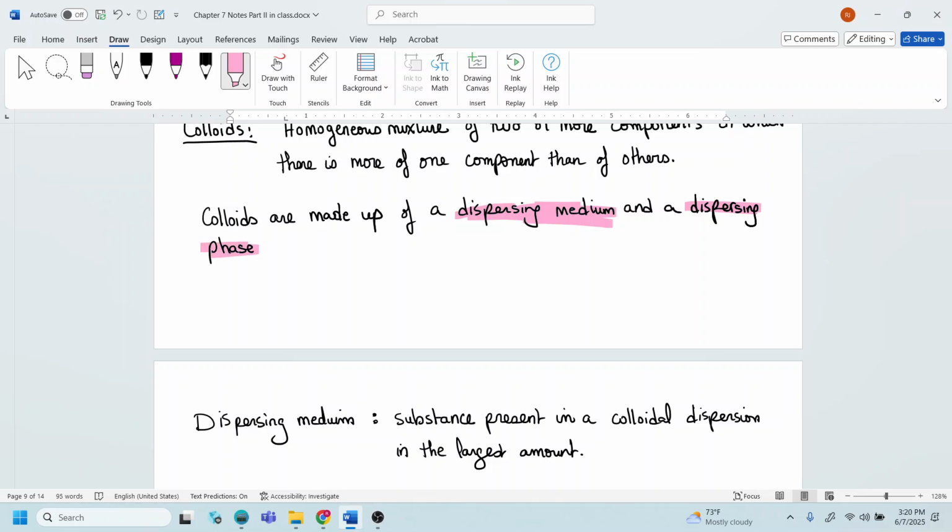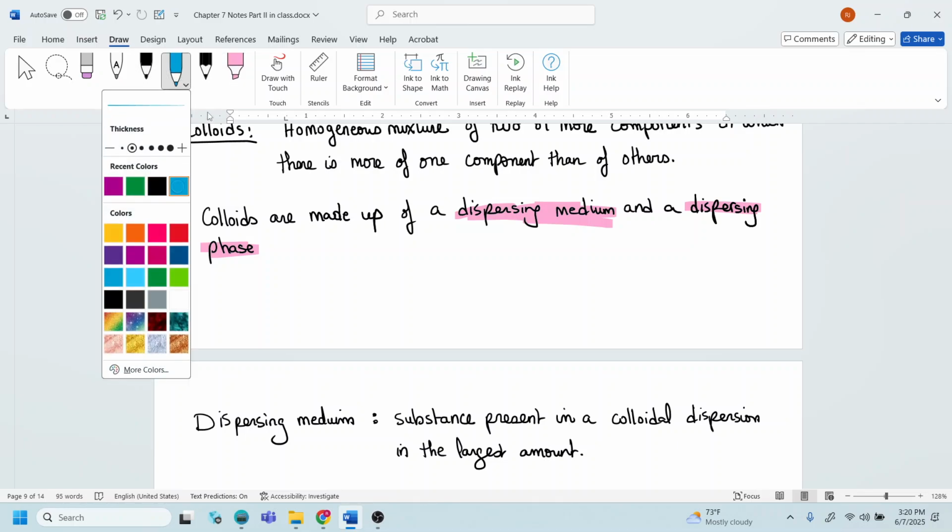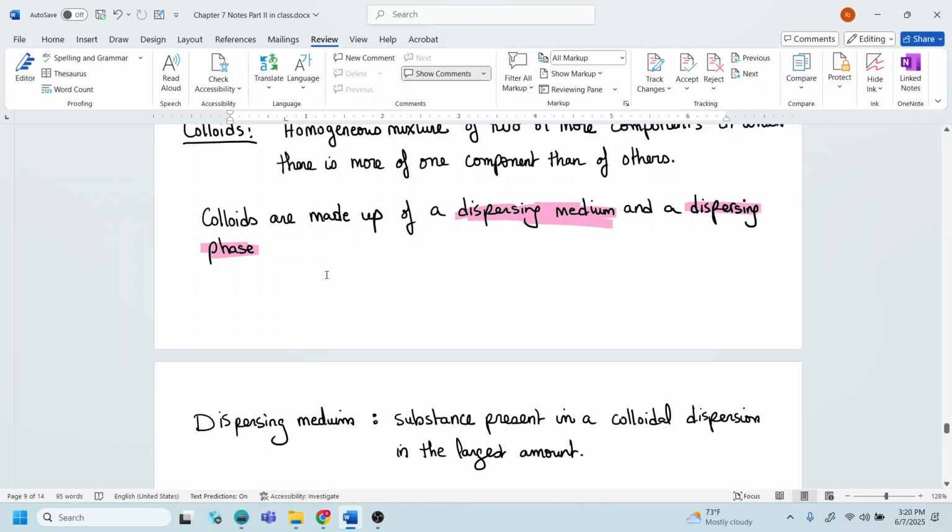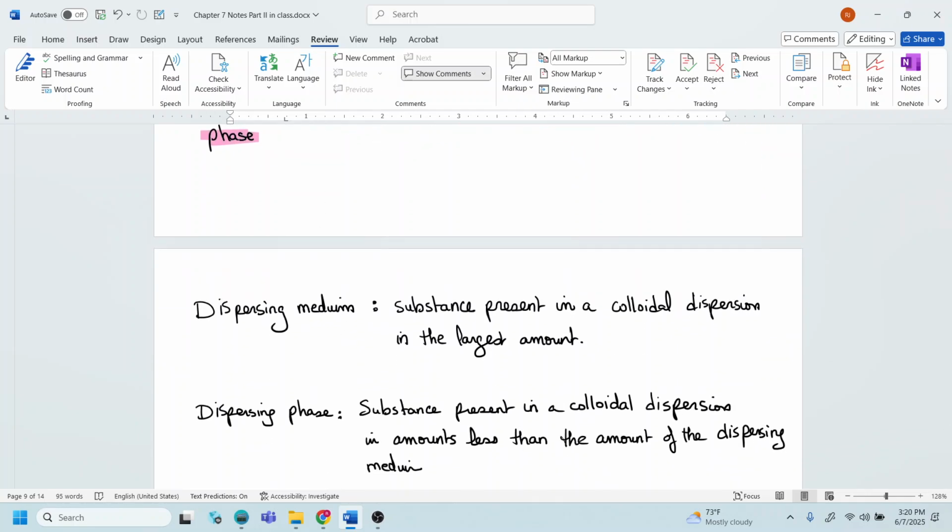So the dispersing medium of the colloid, this is similar to the solvent in the solution, okay? It's similar to the solvent in the solution, so let's write this down. That is similar to solvent in solution. So this means that the substance is present in a colloidal dispersion in a large amount, because it's kind of like a solvent. So this is what a dispersing medium is.